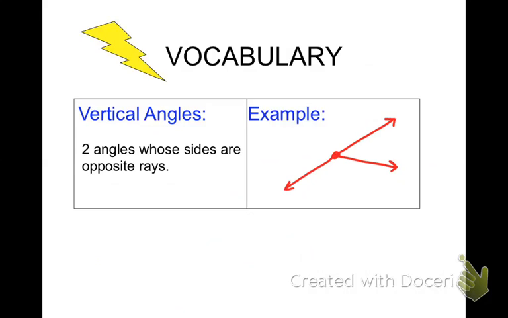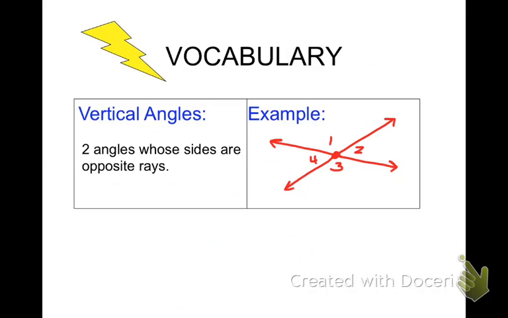Now from that ray, make an opposite ray. So pretty much what we have are two lines crossing each other. But technically they're two pairs of opposite rays. How many angles do we have occurring here? 4 of them, right? So we have 1, 2, 3, 4 different angles.